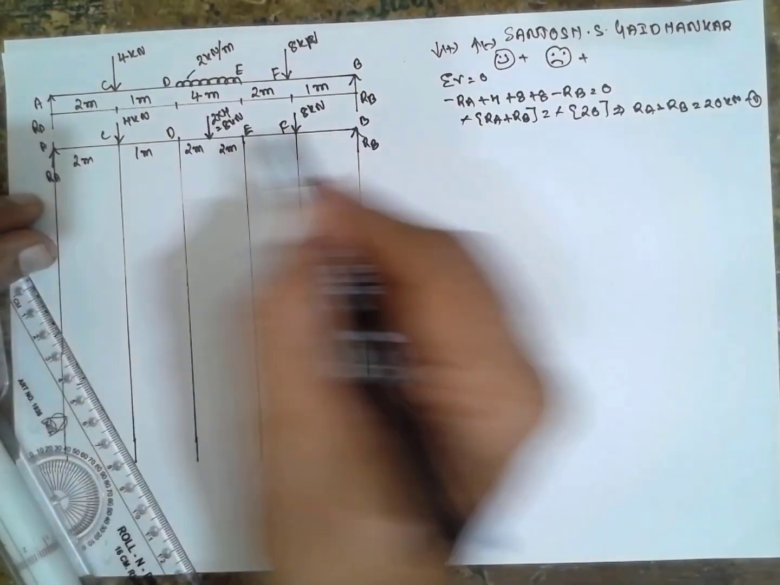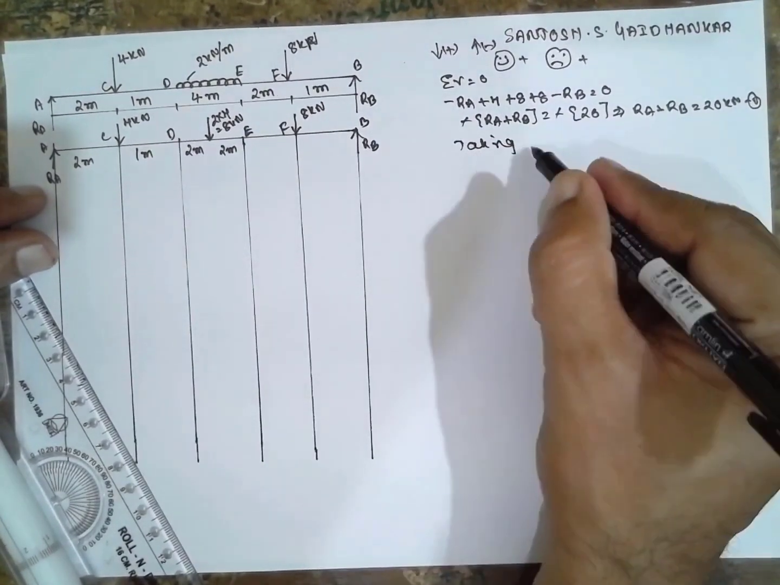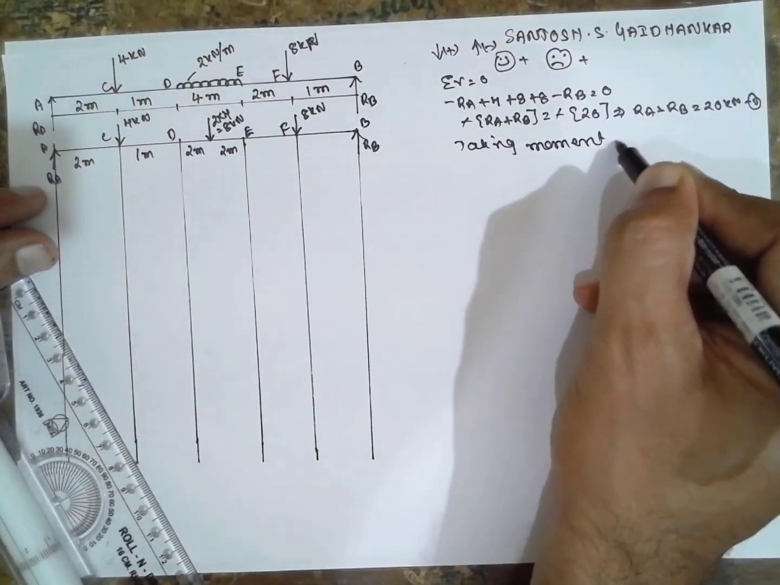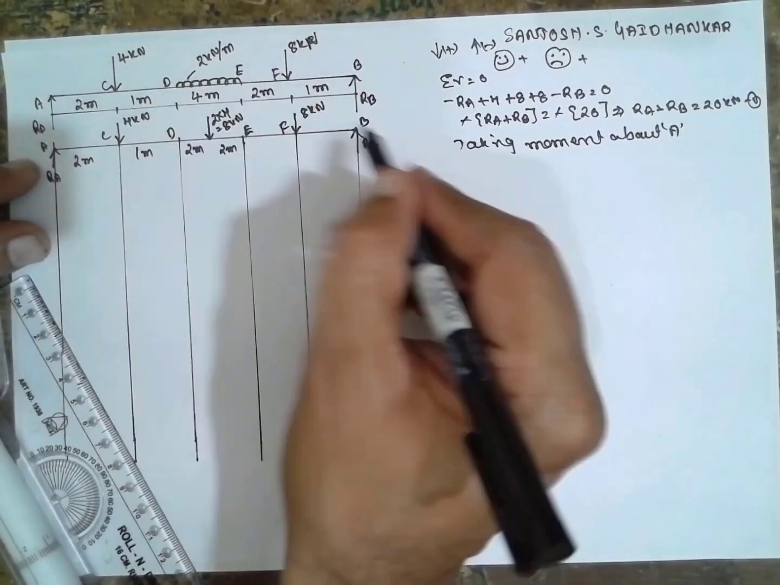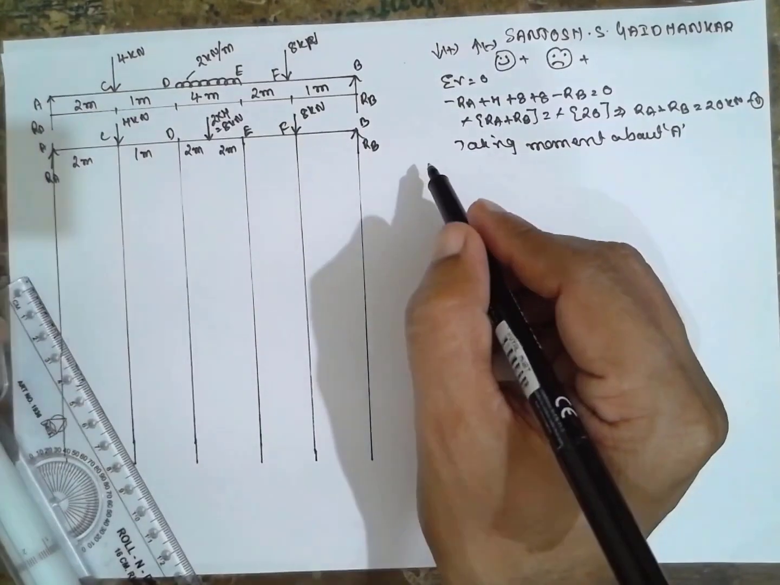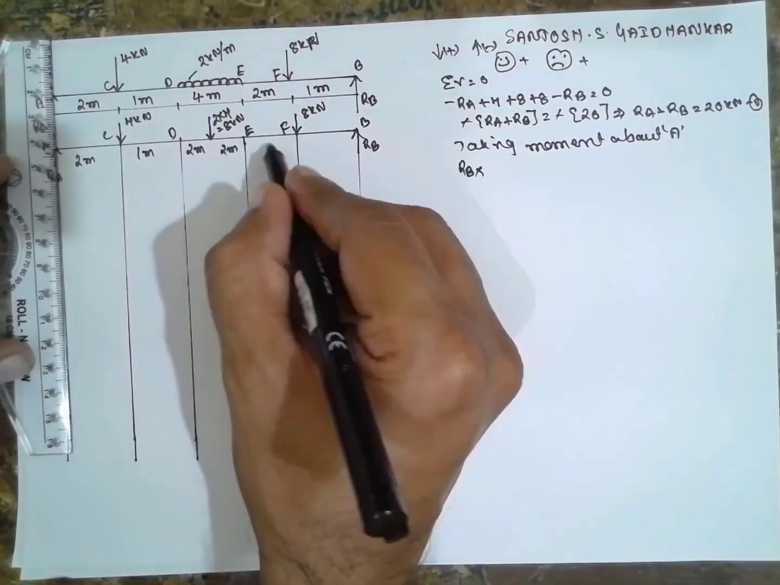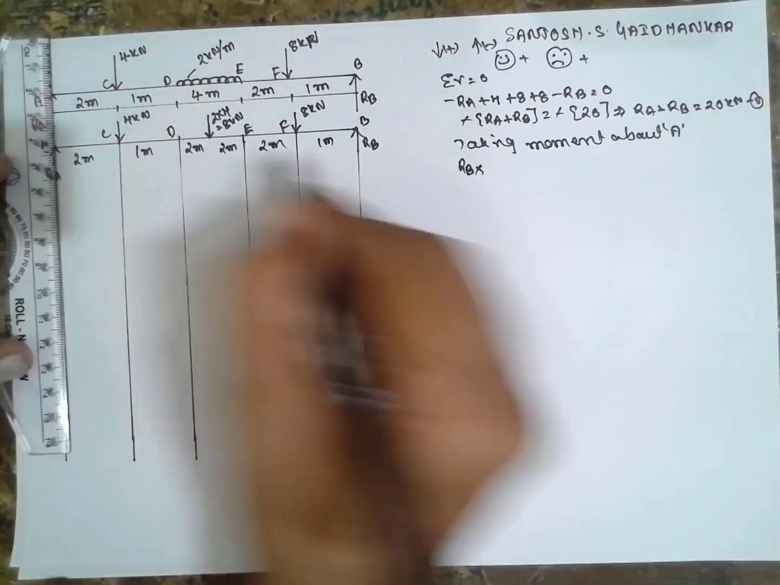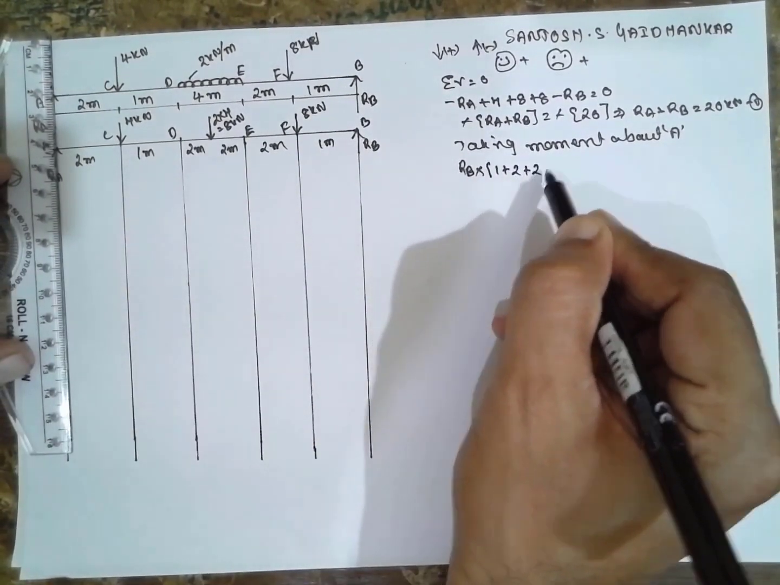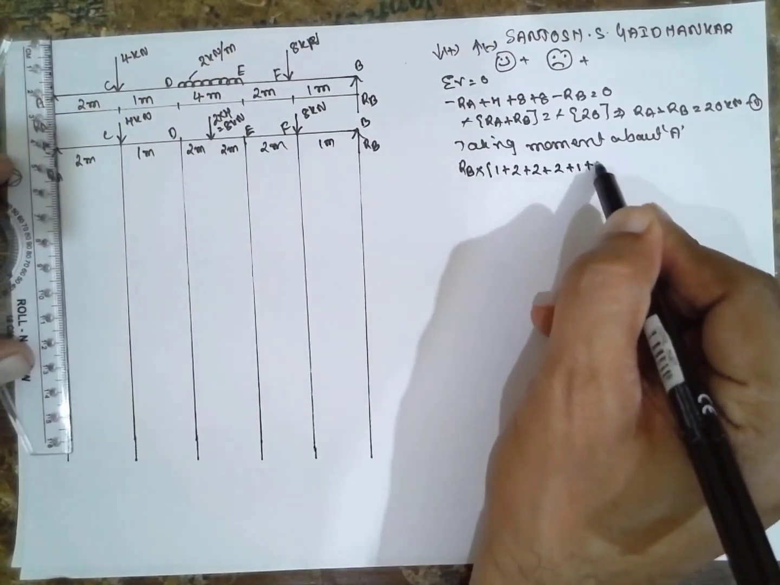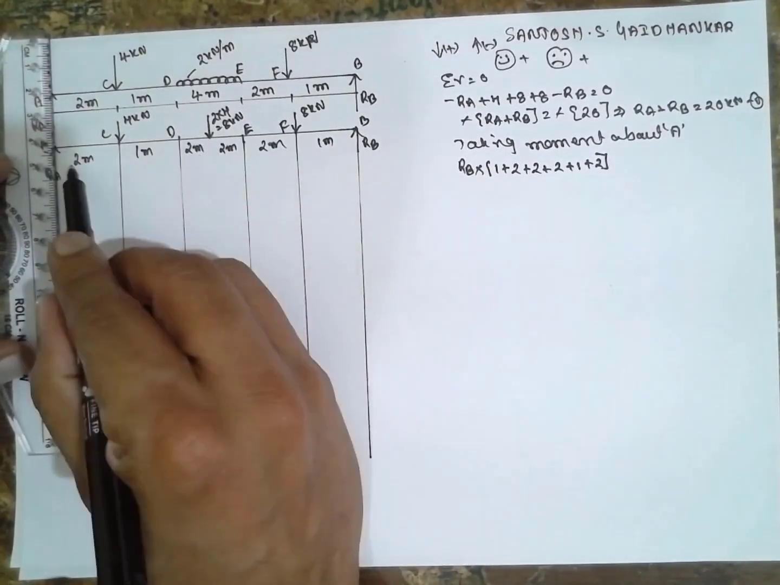Therefore I will take the moment about A equal to 0. Taking moment about A, this one positive sign is anti-clockwise, moving anti-clockwise. Now RB plus the total distance. Let me count the total distance here: 1 plus 2 plus 2 plus 2 plus 1 plus 2, that is 1 plus 2 plus 2 plus 2 plus 1 plus 2.